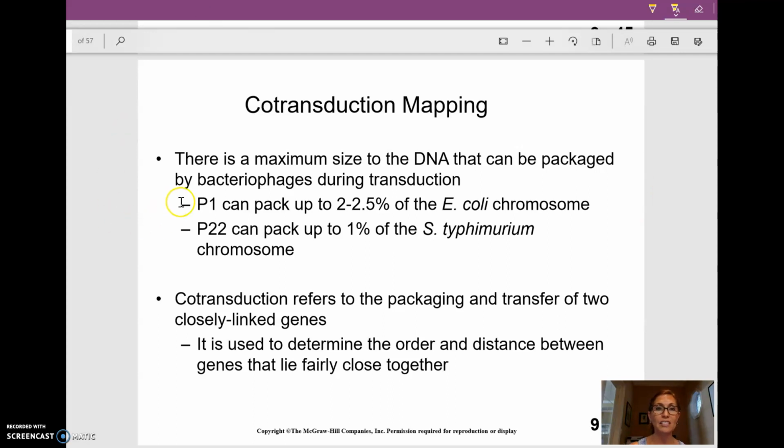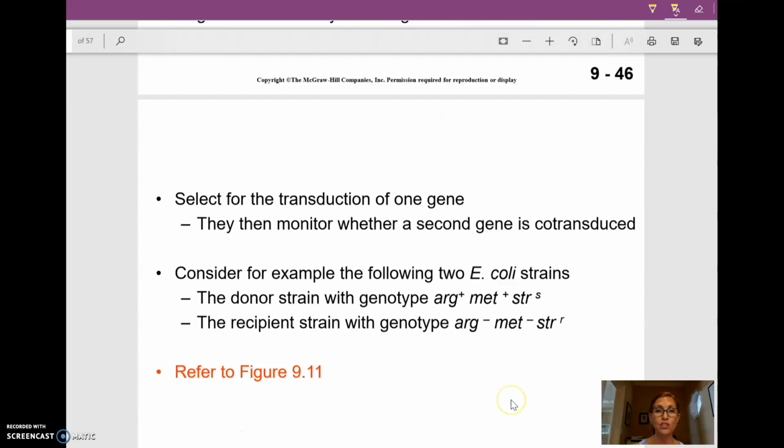After transformation maps were discovered, people started figuring out, hey, we can do that also using these phages. So what they did in one experiment was they looked at the size of DNA that can be packaged by phages by looking at each phage and how much of an individual chromosome it can take with it. So P1 can take up to 2 to 2.5% of the entire E. coli chromosome. P22 can take 1% of the Streptococcus chromosome. And so what ends up happening is this allows you to experimentally see how much chromosome is transferred from one cell to another, and you can map what genes exist where.